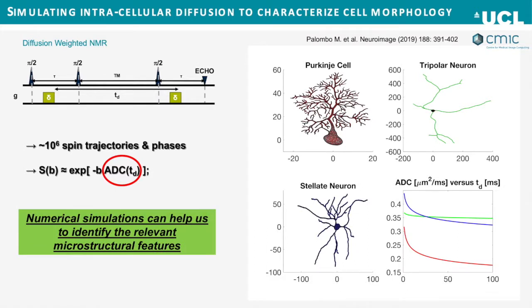So what we can also see is that the difference between the different ADC increases and becomes very important if the diffusion time is around 100 milliseconds or above. So we can use this kind of numerical simulations to help us identify the relevant microstructure features and the best sequence parameters to measure them.